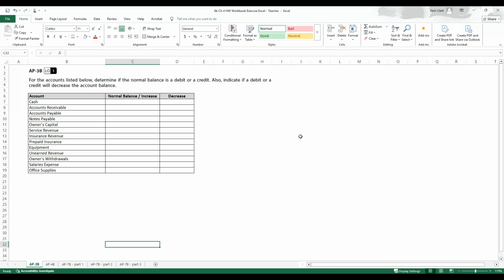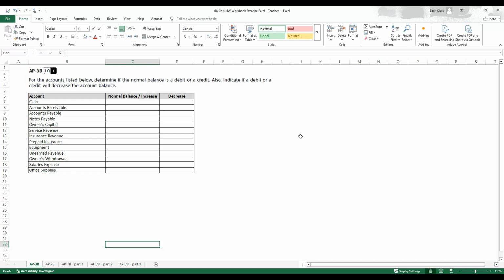So for AP3B, we have a listing of different accounts and we need to determine if the normal balance is a debit or credit, and we also need to indicate if a debit or credit will decrease the account balance.